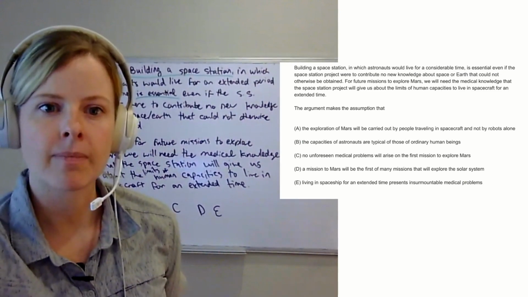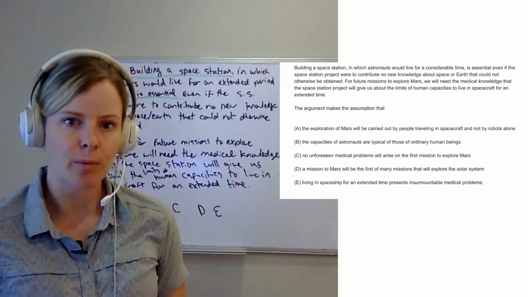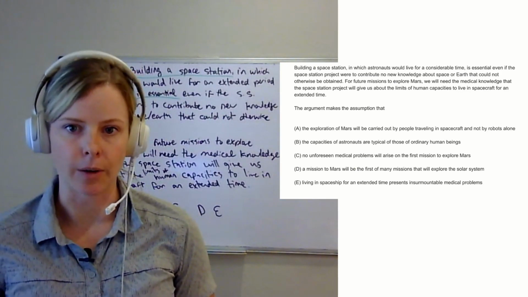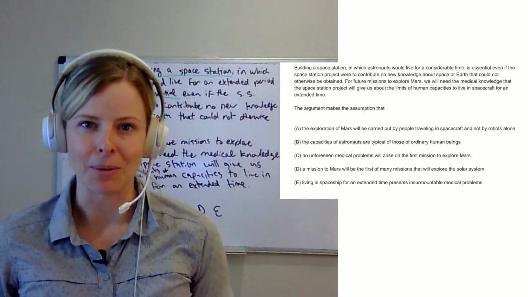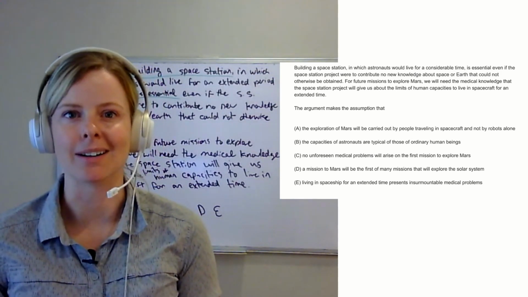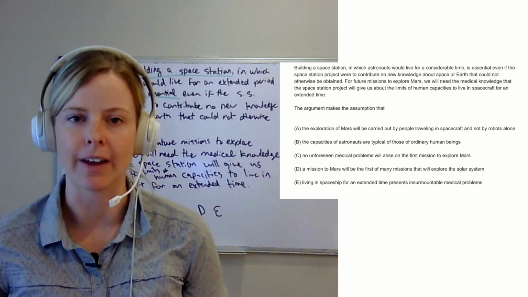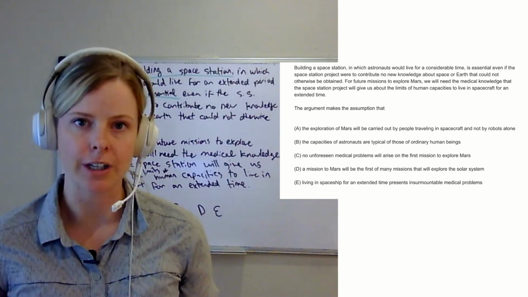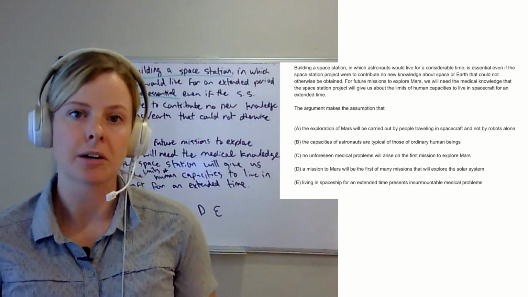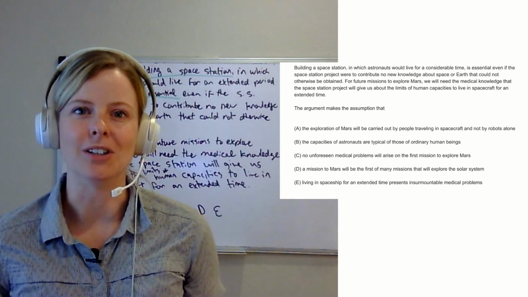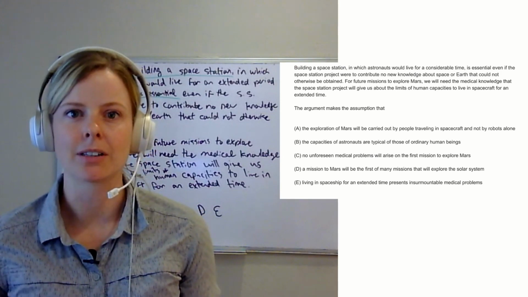Starting with A, we have the exploration of Mars will be carried out by people traveling in spacecraft and not by robots alone. This is that point where pre-thinking will get you. So if you see the word robots and you think, well, we're not talking about robots, get rid of A, then you are kind of throwing out this option without actually thinking through the implications. So let's think about it. What if only robots were going to be doing these missions to Mars?